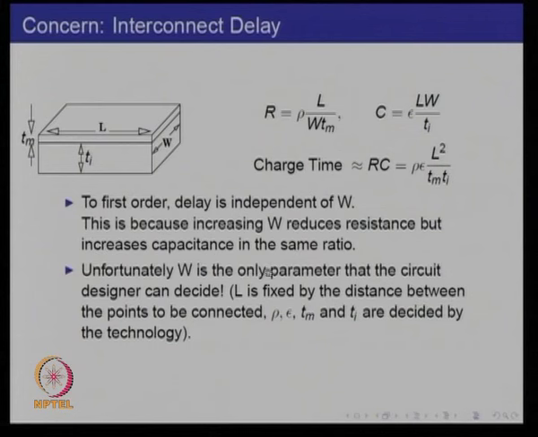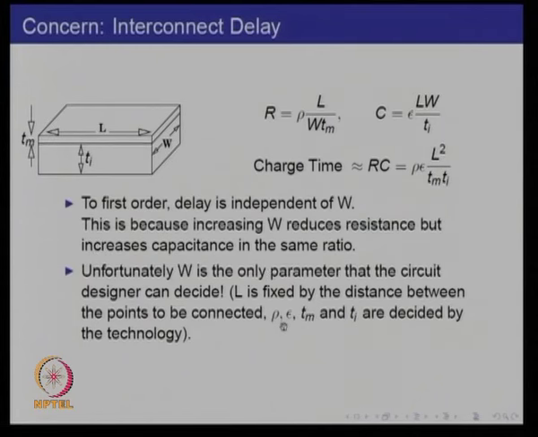Unfortunately, W is the only parameter that the circuit designer could decide. L is fixed by the distance between the points to be connected. You cannot change that. Rho and epsilon are material properties. And Tm and Ti are decided by the technology. They are not in the hands of the designer. The only factor which could have been controlled by the VLSI designer is in fact how wide a line you will lay out. And as we see that to first order, that does not matter.